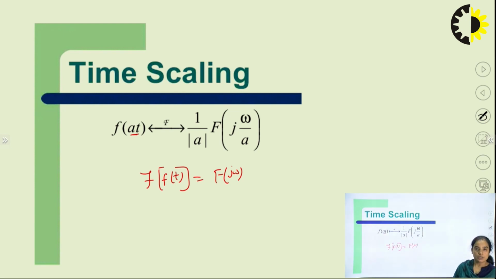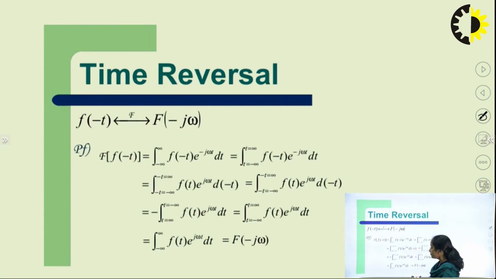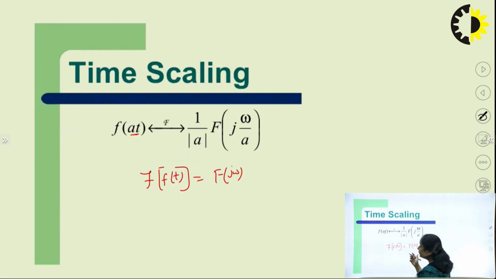By seeing this property, we can see multiplication in time domain. Okay, multiplication of function in time domain with constant is division in frequency domain by the same constant. Okay, so this is a very important property. We can prove this also. How we can prove this?